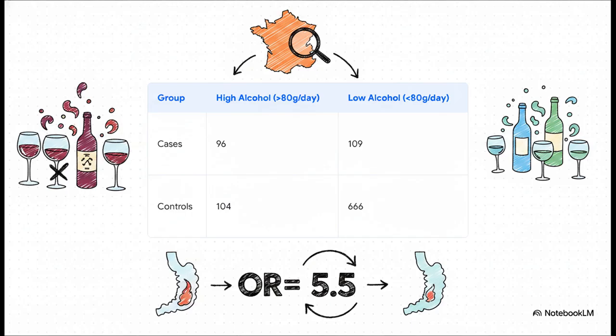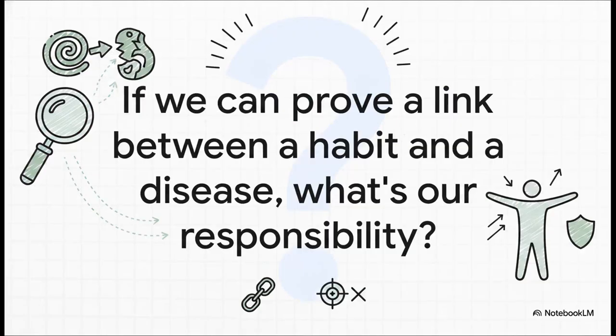Researchers used this exact logic to test for an association between high alcohol consumption and esophageal cancer. The results were absolutely staggering. The calculated odds ratio was 5.5. That means the high consumption group had 5.5 times the odds of developing this cancer compared to the low consumption group. And that really brings us to our final thought.